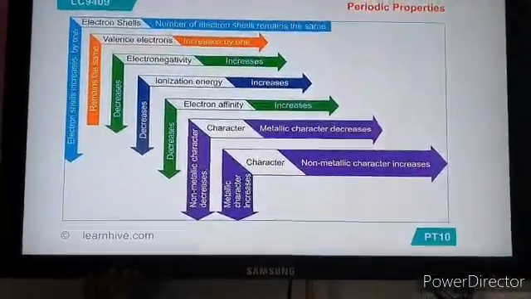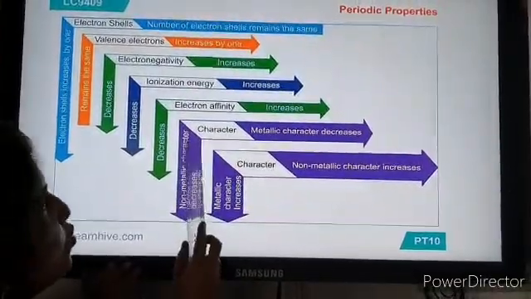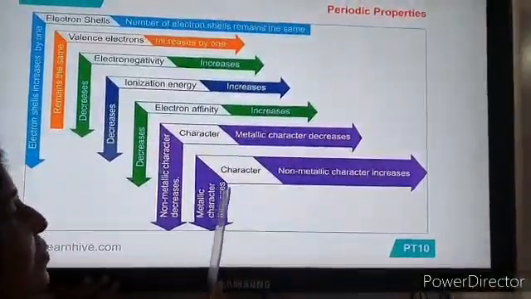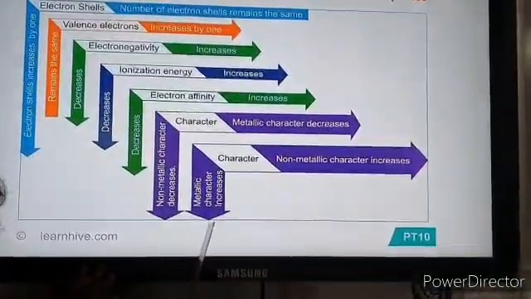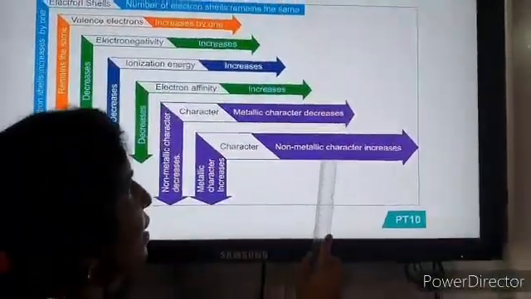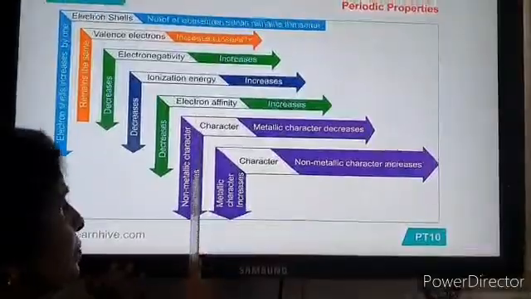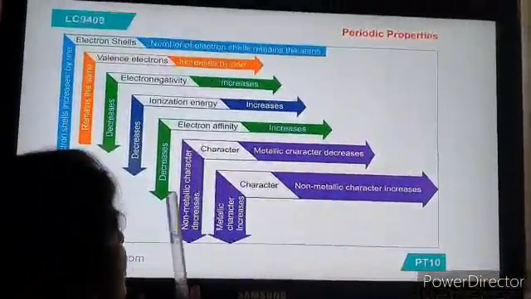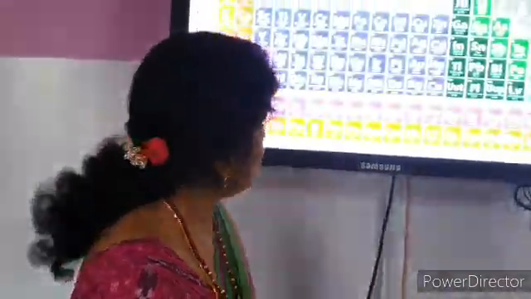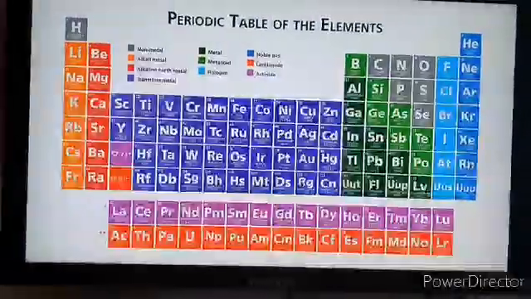Now coming to metallic and non-metallic characters. When you move from left to the right, what happens to the metallic character? It decreases. And what happens to the metallic character in a group? It increases. And non-metallic character from left to the right increases, and the non-metallic character from top to the bottom decreases. I hope it's clear how these periodic properties show regular gradation in the period as well as group.